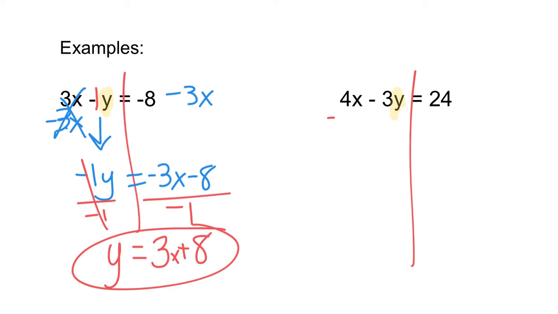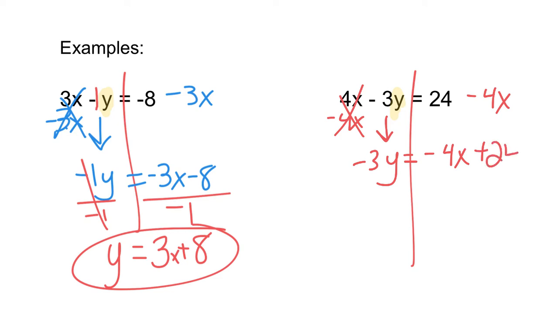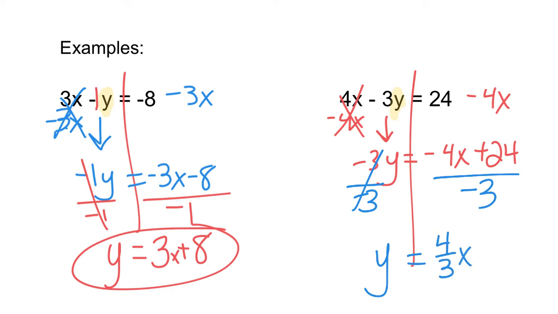I'm going to take the 4x and subtract it. Bring down negative 3y, negative 4x, and positive 24. So notice all I did was I moved the negative 4x to the front, the positive 24 to the back, put a plus to connect them, and then divide both sides by that negative 3. Negative 4 divided by negative 3 is positive 4/3. 24 divided by negative 3 is negative 8.